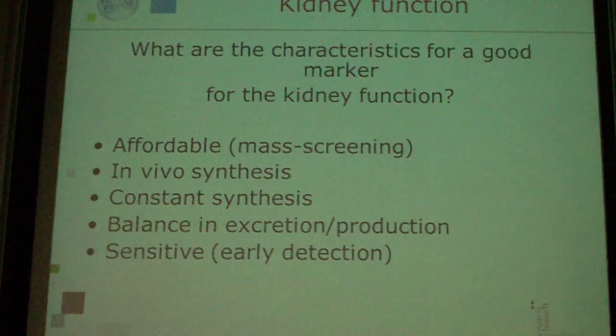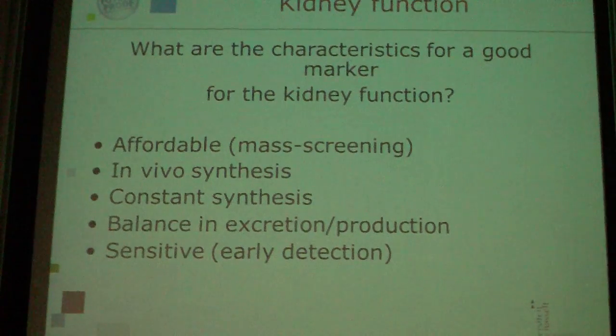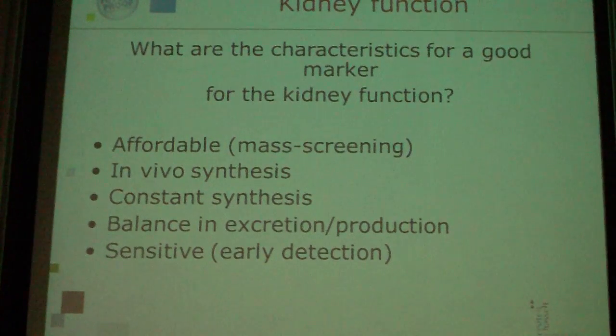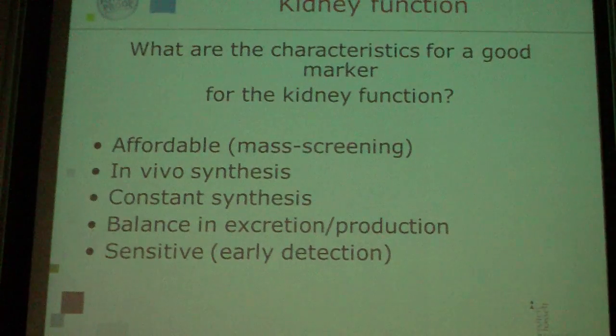You also need a constant synthesis. With that I mean that, for instance, inflammation should not influence the marker in a positive or negative way. Are you familiar with positive and negative acute phase proteins? Can you give an example of positive acute phase proteins? For instance, in blood inflammation. Do you have possibilities? For instance, here on the first row, can you mention any protein that rises with inflammation? Sorry? Yes, these are possibilities.